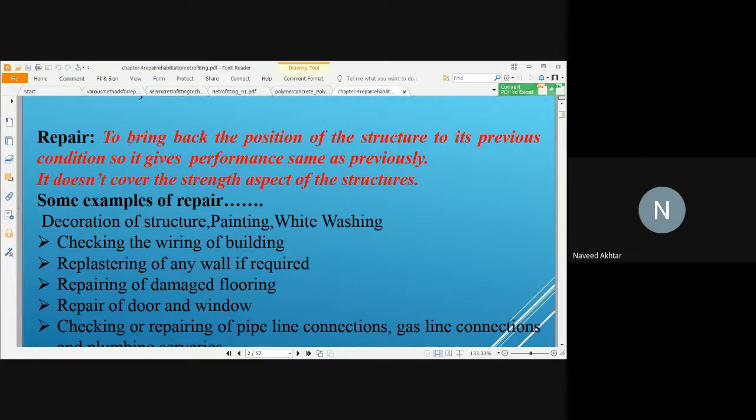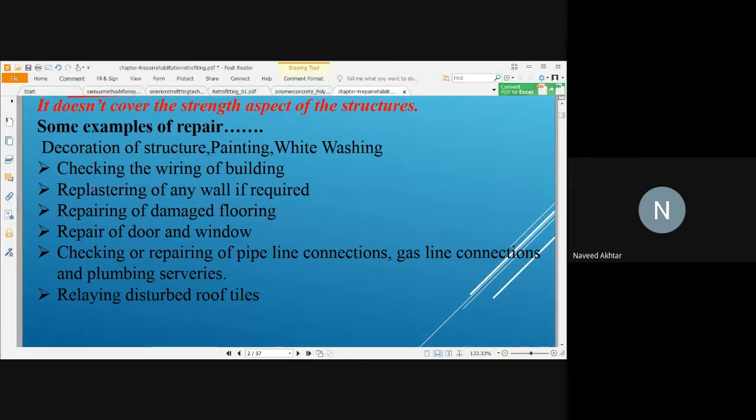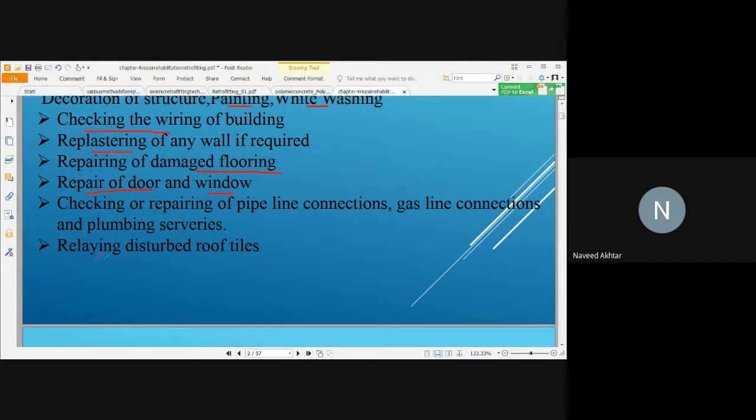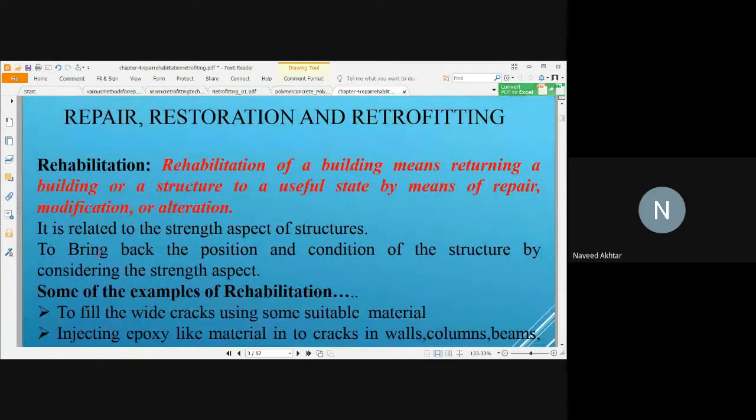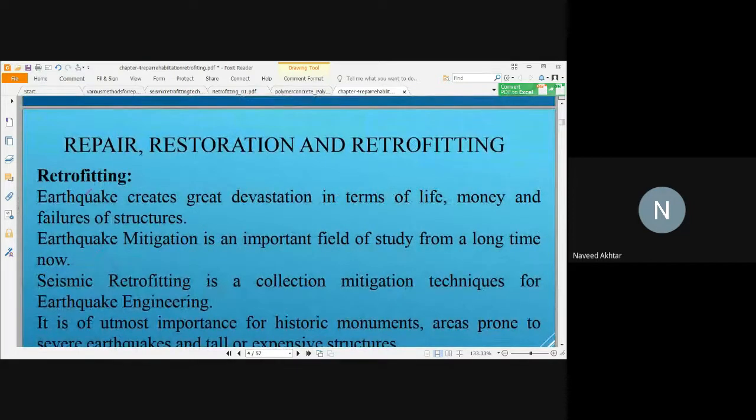Bringing back the structure to its previous condition is called the repair of the structure. Some examples of repair are painting, whitewashing, checking the wiring of the building, replastering, damaged floor repairing, repairing of tiles, repair of doors and windows, or structural repairing of deterioration in the concrete. And what is retrofitting?